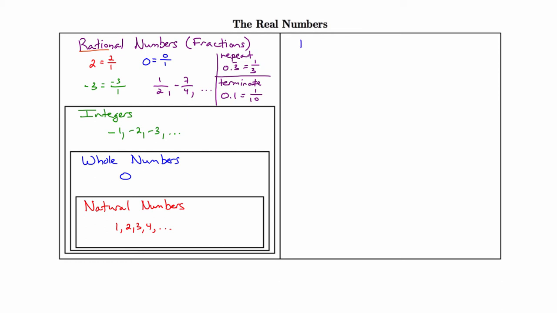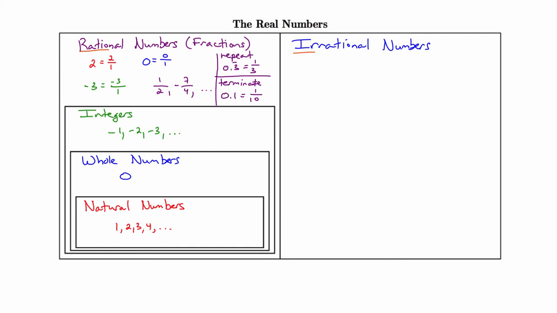The other category of real numbers that we work with are what we call the irrational numbers. If you look at the meaning of irrational, irrational means not rational. So if rational numbers are all the things that can be written as fractions, then irrational numbers are all the numbers on the number line that cannot be written as fractions of integers.